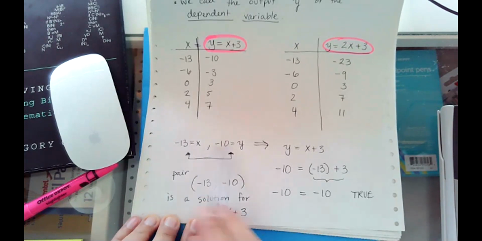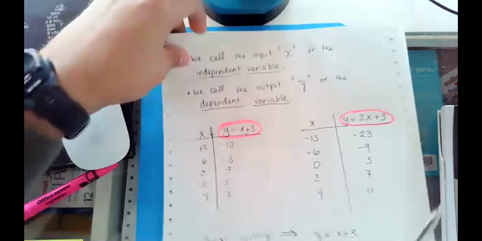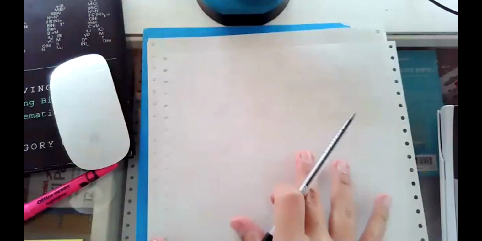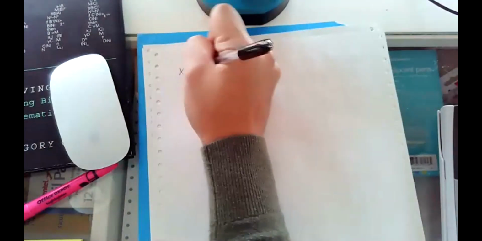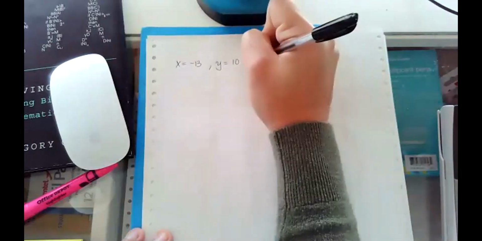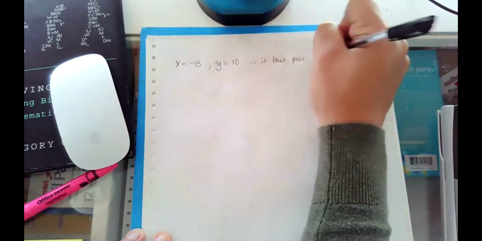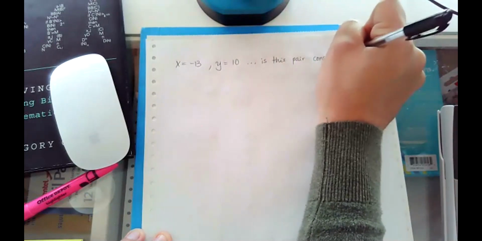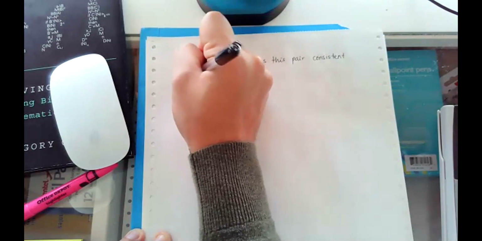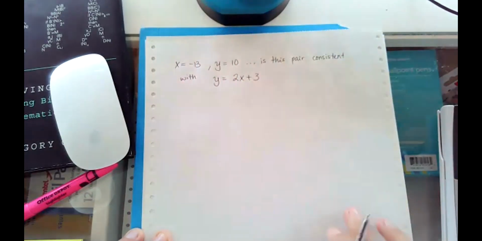Now I could try this pair to see if it's a solution or consistent with this equation. So let's go ahead and try that out. We said x is equal to negative 13, and then y is supposed to be equal to 10. And I could ask, is this pair consistent or a solution for, consistent with y equals 2x plus 3?